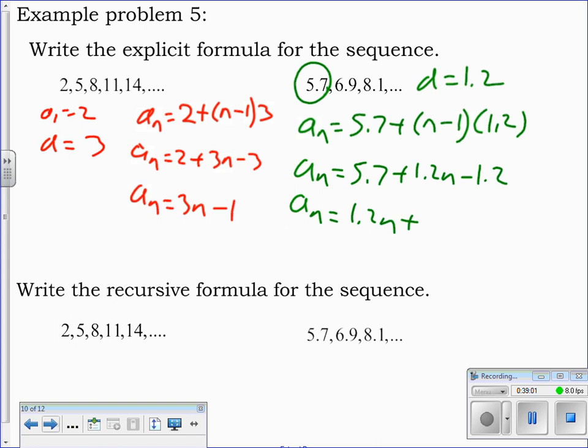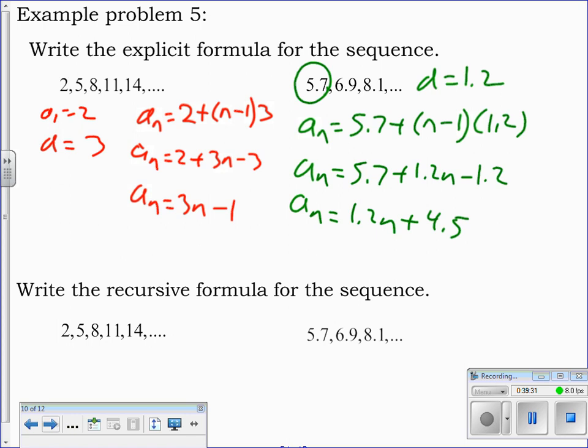plus 4.5. And that's my explicit formula. Now I can find anything I want, anywhere I want, anytime I want. Okay. Explicit formula is a little harder to find than the recursive one, but really, if you have this, it's a piece of cake. You just need to know 2 things: the first term and the difference. Plug those 2 numbers in and simplify this. That's all you have to do.